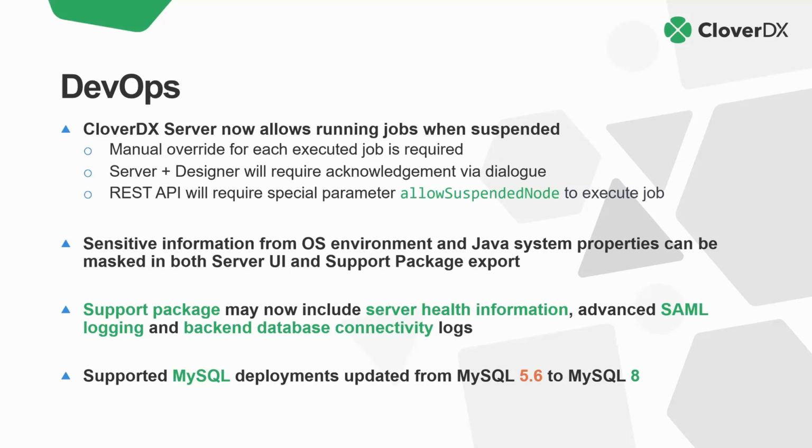Also, support package now can include server health information. That's information about CPU usage, memory usage, queue status, and all the other performance log things. Also, we introduced a new SAML logging, or you can add the SAML logging. Of course, you need to enable it first in Log4j configuration. Same applies to backend database connectivity. Basically, whenever CloverDX connects to backend database, does some operation, you can enable this logging as well, and then include it in support package when you're talking to our support.